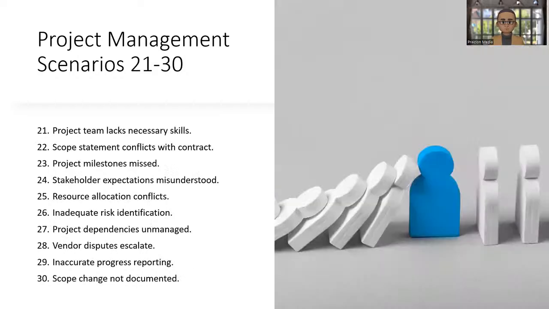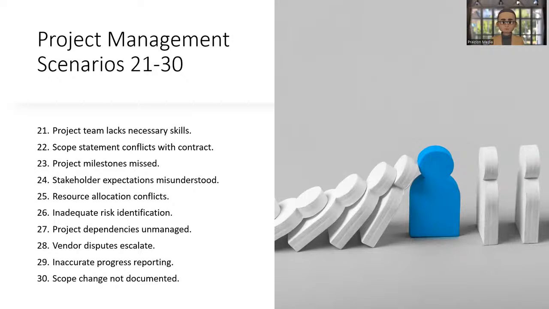Let's move on. Scenarios 21 to 30. Project team lacks necessary skills. Scope statement conflicts with the contract. Project milestones are missed. Stakeholder expectations are misunderstood. What should you do next? Are you already thinking about what to do? I hope you are, because that's a sign of understanding content.